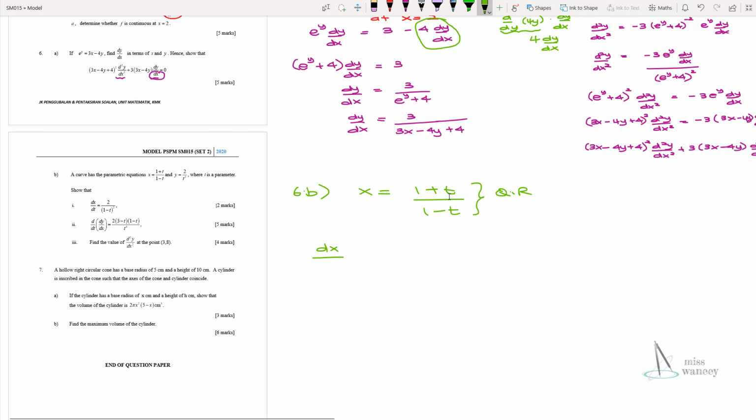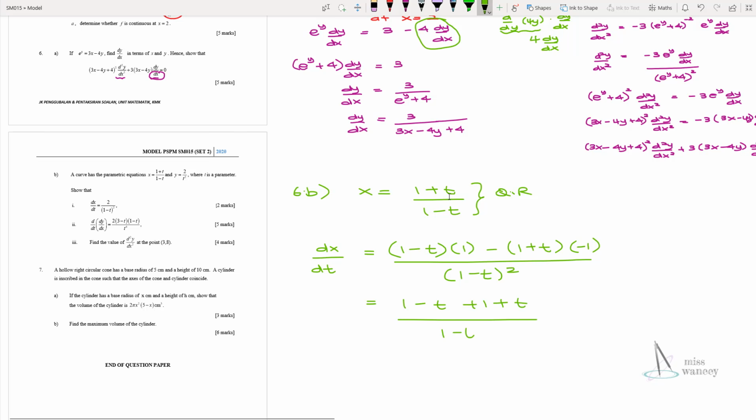Okay, so dx over dt. So v first, 1 minus t, differentiating 1 plus t is 1, minus 1 plus t, differentiating 1 minus t is negative 1, over 1 minus t square. So this is 1 minus t, positive 1, positive t over 1 minus t square. Okay, so negative t, positive t will cancel out, 1 plus 1, so it will become 2 over 1 minus t square.